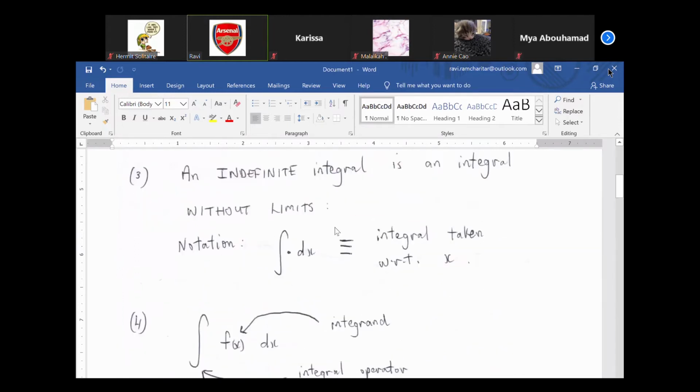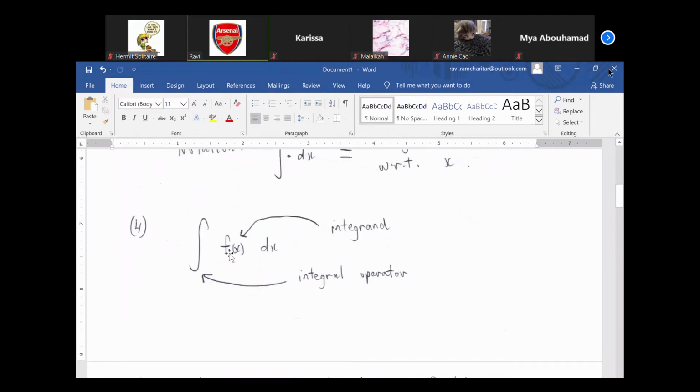The third point we made last day: an indefinite integral is actually an integral without limits. The notation we're going to use is this sigmoid-like curve, this sort of loop, and this is the integral operator. This is how we represent the integral with respect to x. All right, so the integral is taken with respect to x. The fourth thing, exactly, the integral of f of x dx. This is your integral operator.